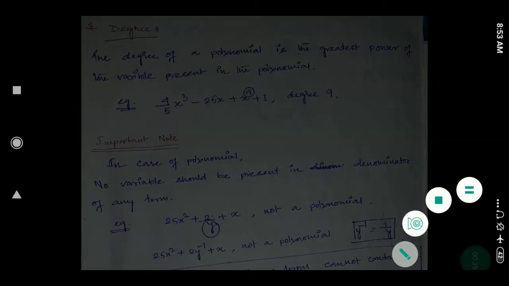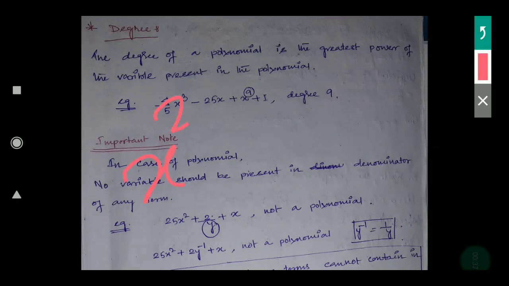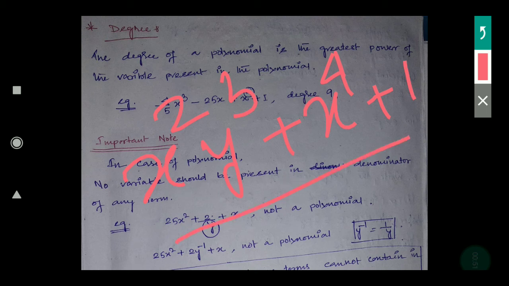Suppose you are given this: x square y cube, x power 4, plus 1. This is also an algebraic expression. In that algebraic expression, you have to find the degree of the polynomial. Two or more than two terms is considered a compound expression or polynomial. So here there are three terms, which means it is a polynomial. In that polynomial, you have to find the degree.